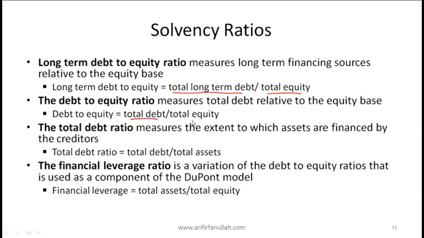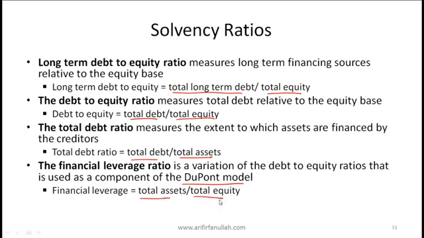The total debt ratio measures the extent to which assets are financed by the creditors. So this would be total debt over total assets. And the leverage ratio is a variation of the debt to equity ratio, and it is used in the DuPont model that we will see later. This leverage ratio is total assets divided by total equity.